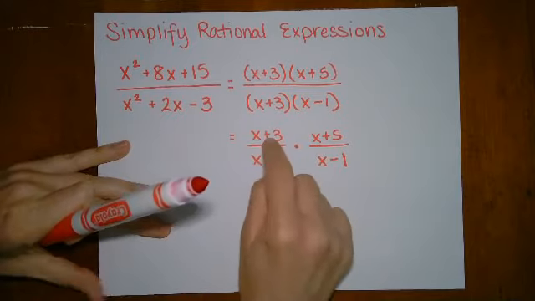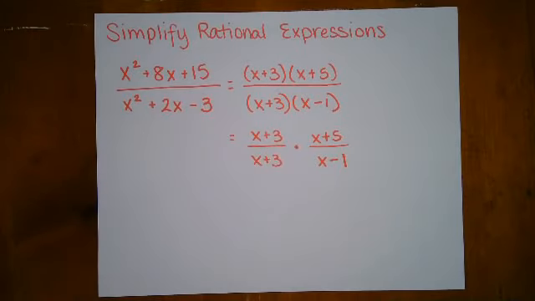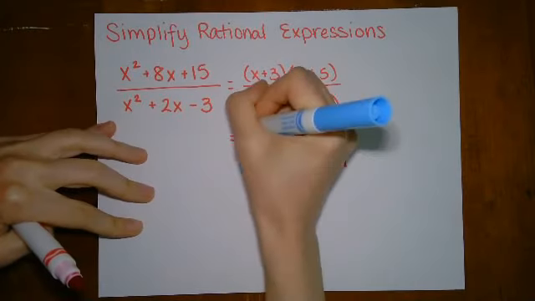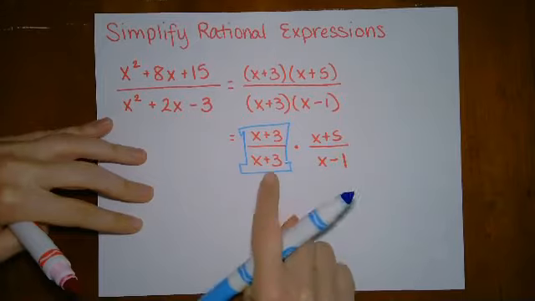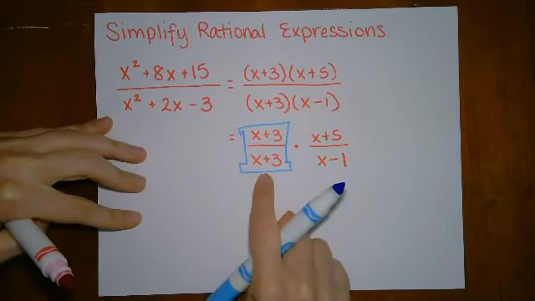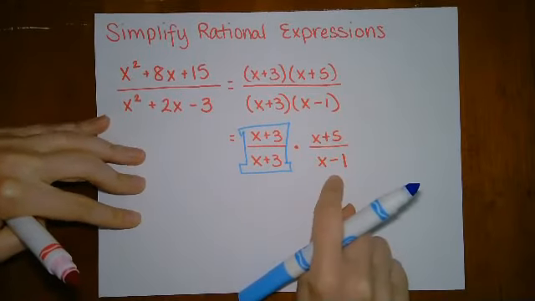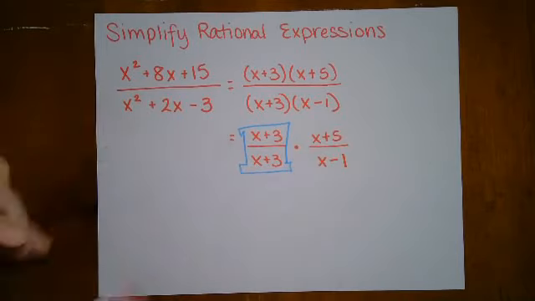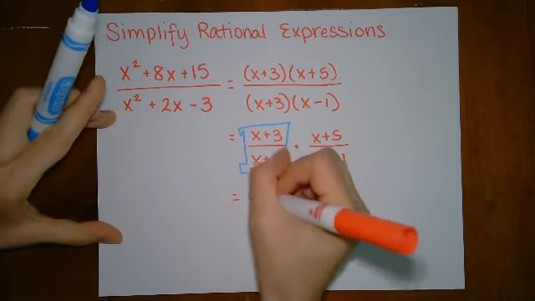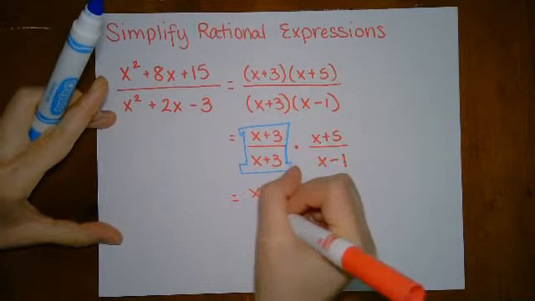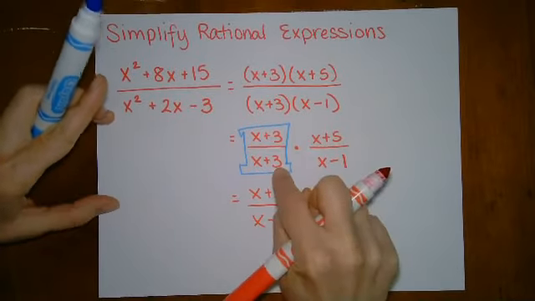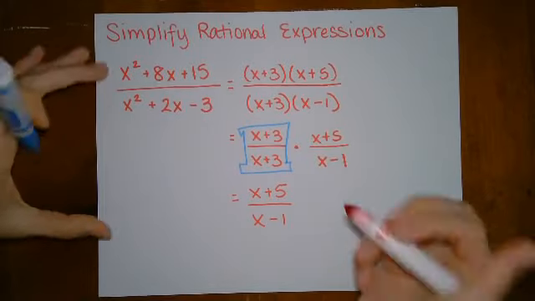And now I can see that I have x plus 3 over x plus 3. I know when I have the same thing in the numerator and the denominator, that's really just equal to 1. Make a giant 1 right here. So what I really have is 1 times x plus 5 over x minus 1. And 1 times anything is just that thing. So this is equal to x plus 5 over x minus 1, since multiplying by 1 doesn't need to be written.